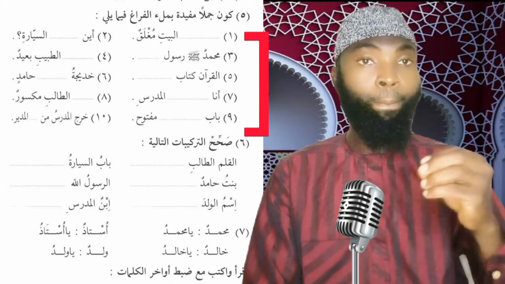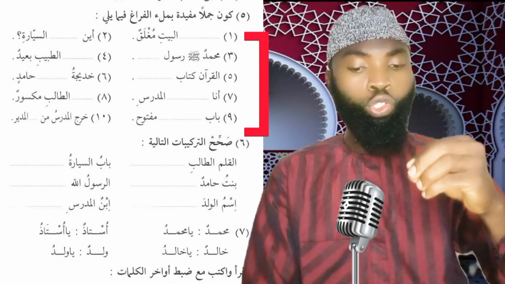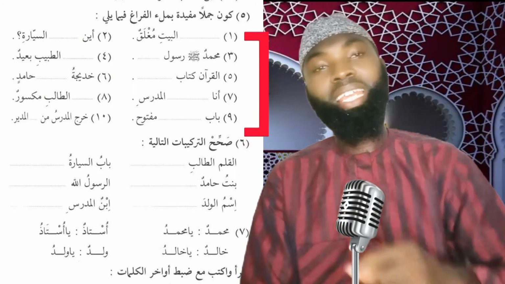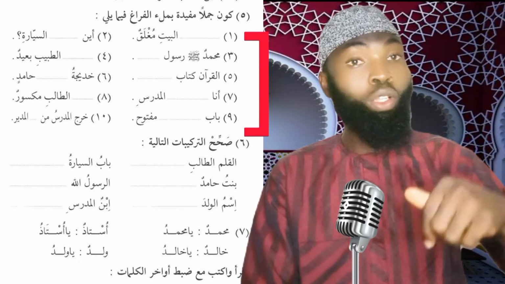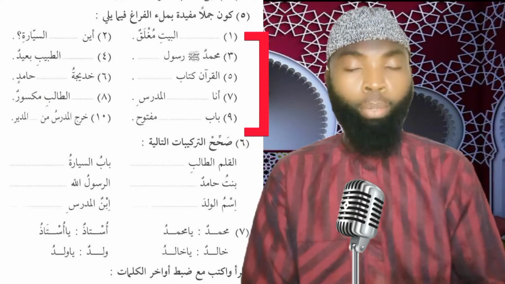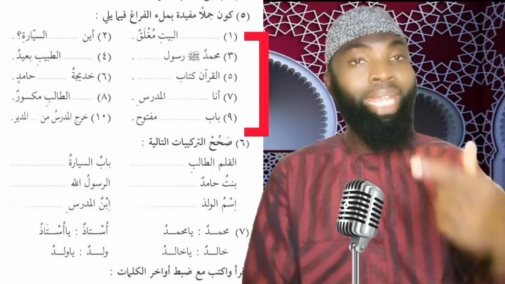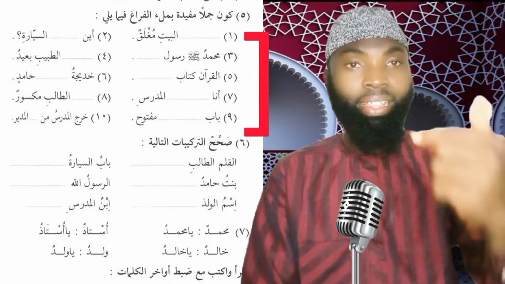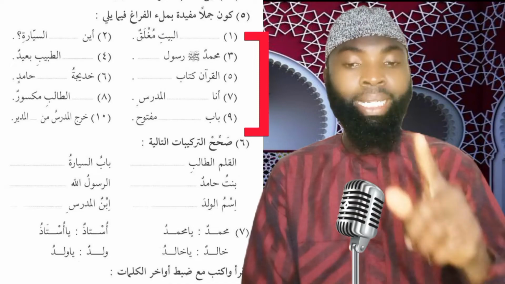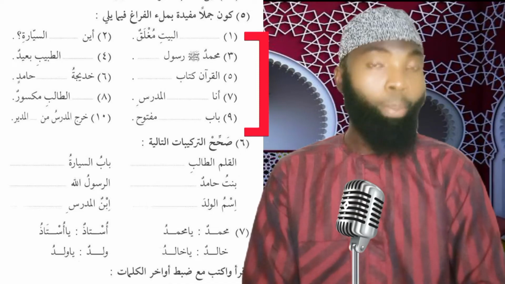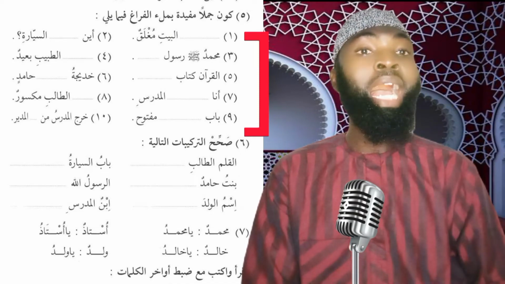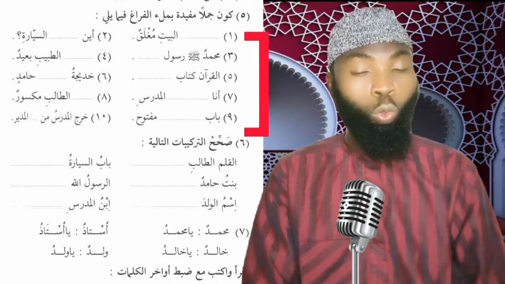Number 3, we have Muhammadun sallallahu alayhi wa sallam dash Rasulullahi. We put Allah there, Rasulullahi. Allah is the possessor. Number 4, we have dash at-tabibi ba'idun. We can say baytu tabibi. The doctor's house is far. Number 5, we have al-Qur'anu. Al-Quran, what?